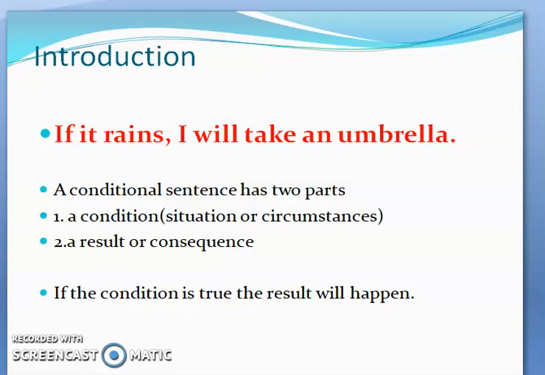A conditional sentence has two parts. One is a condition, which indicates the situation or the circumstances. The second part is about a result or the consequence that is going to be. If the condition is true, the result will happen. This is the meaning of this particular sentence.